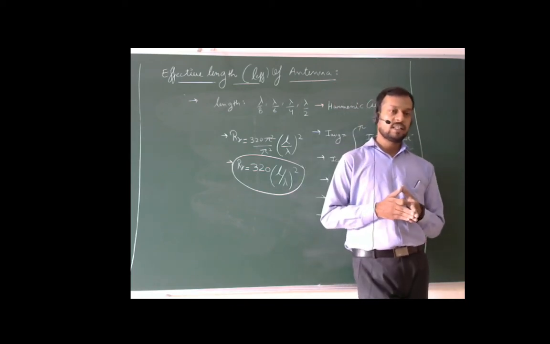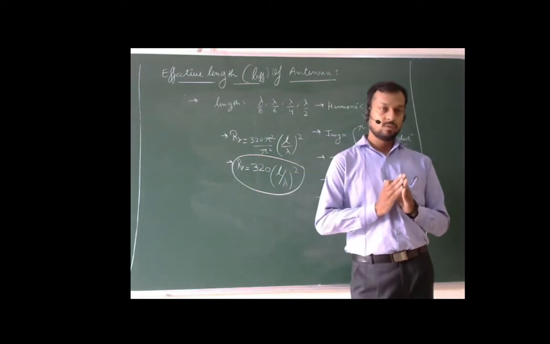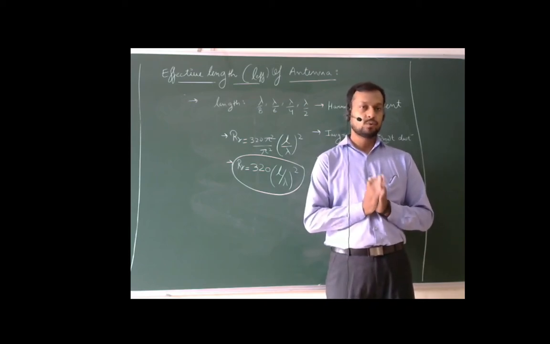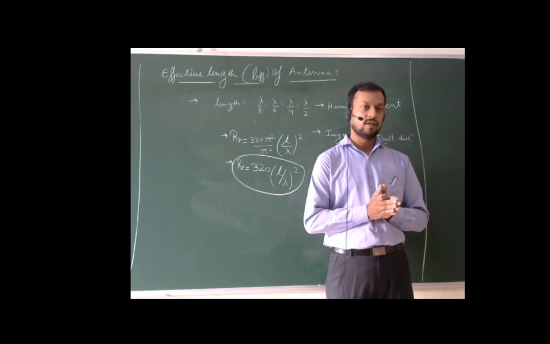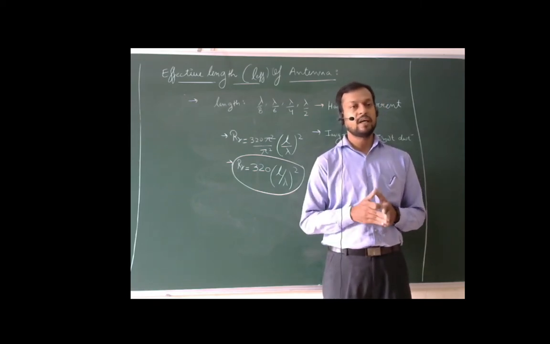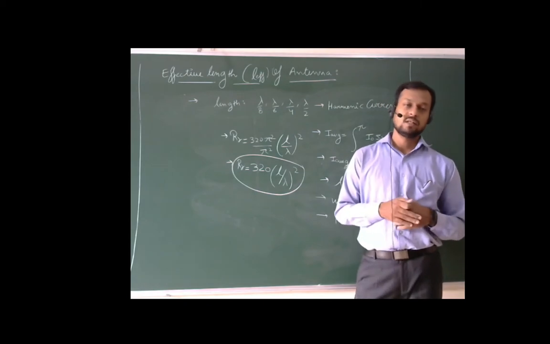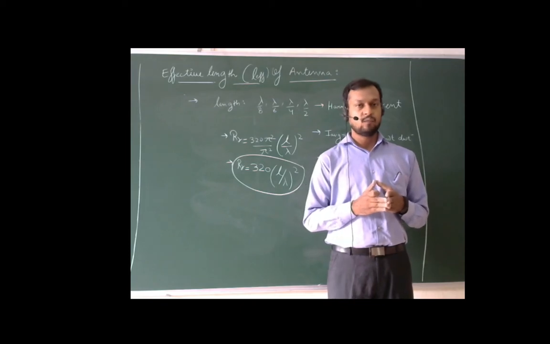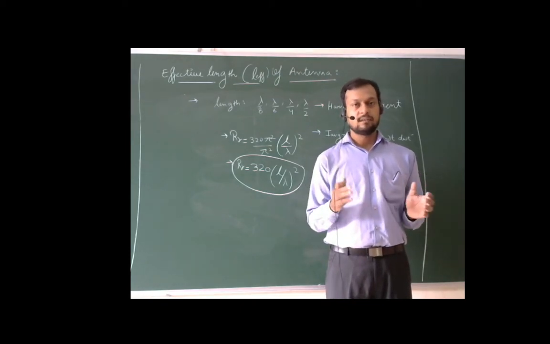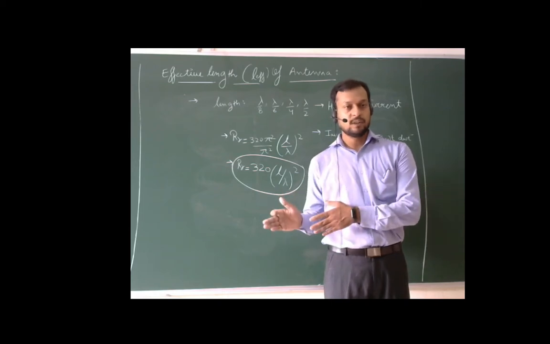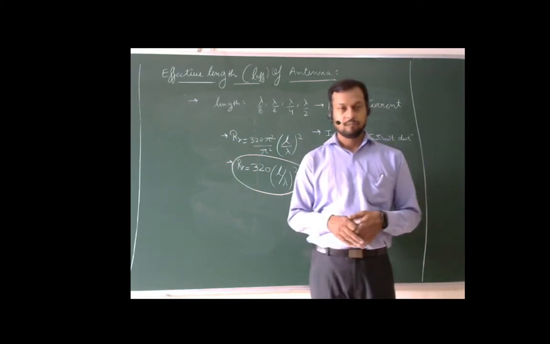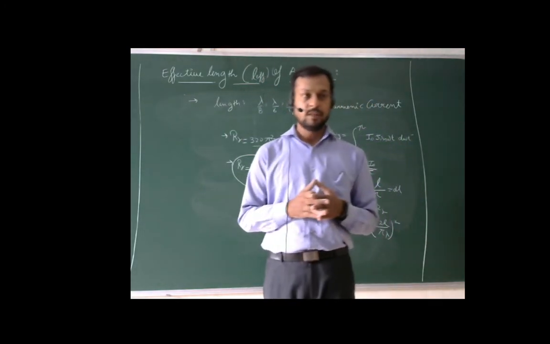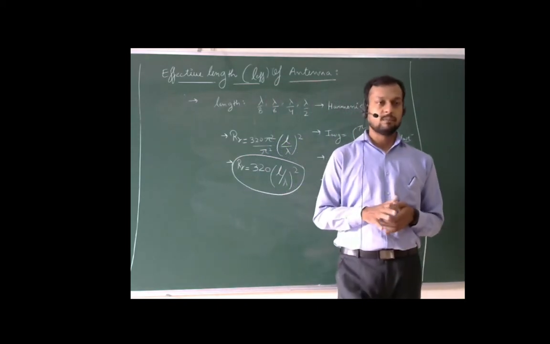So in the numerical problem, the length of the wire antenna is given and we have to choose accordingly which formula is suitable to evaluate the value of the radiation resistance. We have to keep in mind for what length of the wire antenna, what formula is applicable. So for different lengths of the wire, a different formula for radiation resistance is applicable.